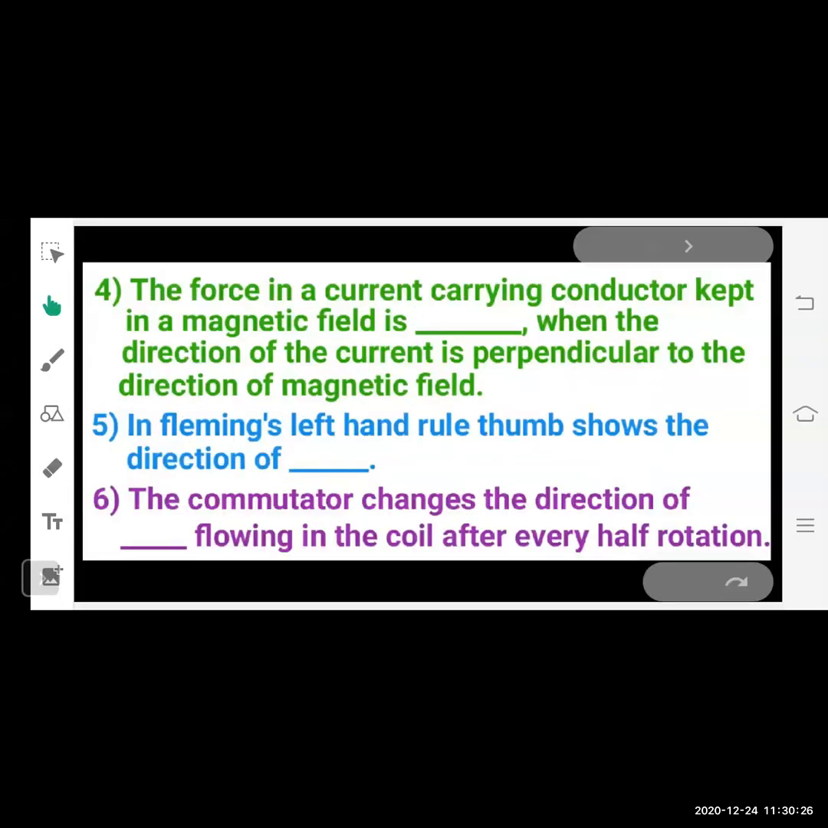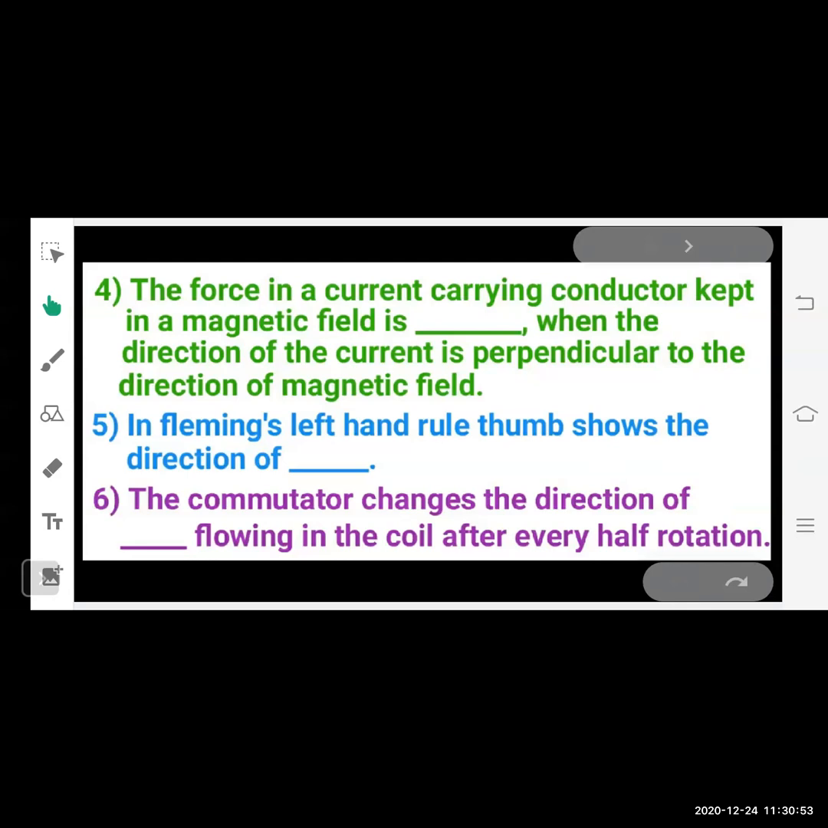Now question number 5, in Fleming's left hand rule, thumb shows the direction of? Magnetic field? No, it is left hand rule. Force. Force on the conductor. Yes, it shows the force, or action of force on the conductor. Okay, question number 6.